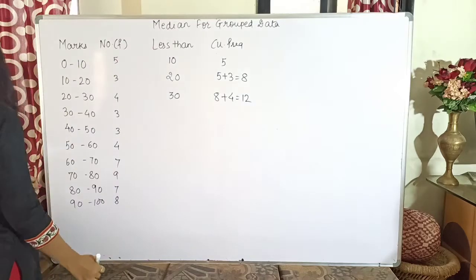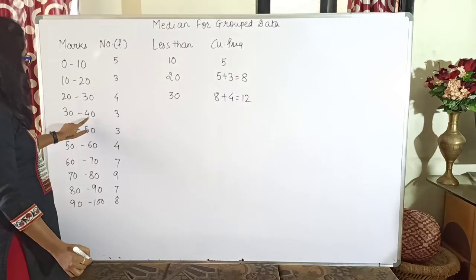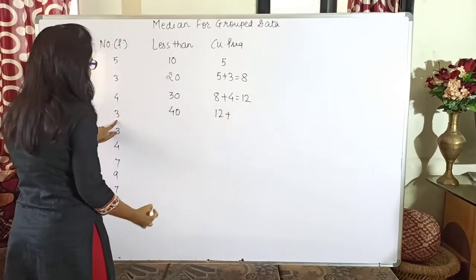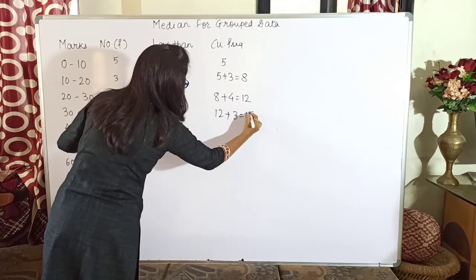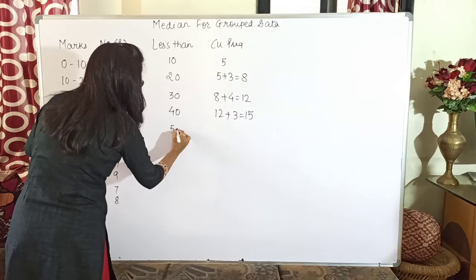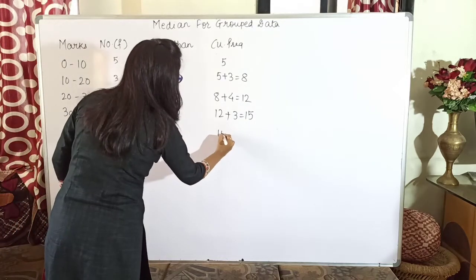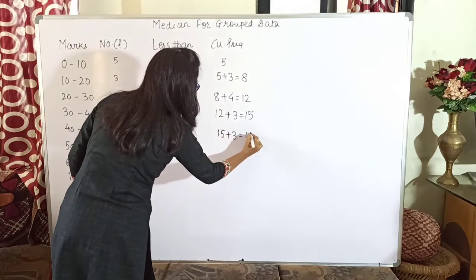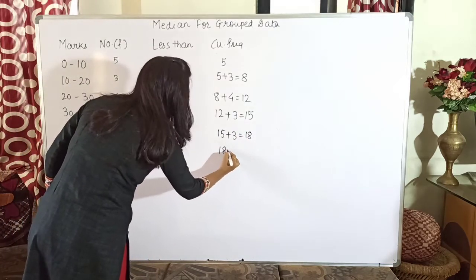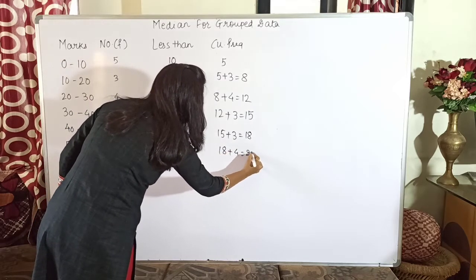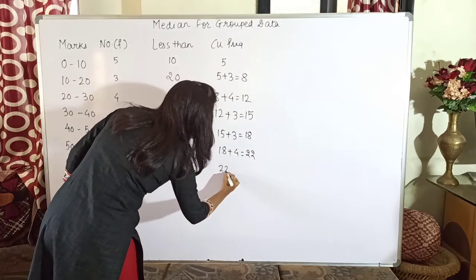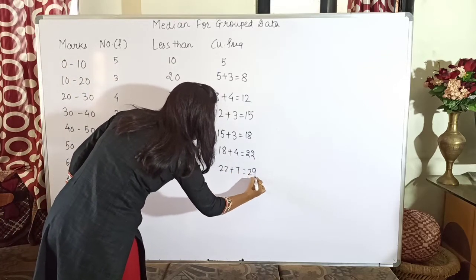So 8 plus 4, that is 12. Further, less than 40, the previous 12 plus the frequency of this row, that is 3, 15. Next one, less than 50, 15, the previous addition plus 3, which is 18. Less than 60, previous addition, in that you will add the frequency of this, that is 22. Less than 70, 22 plus 7, which is equal to 29.